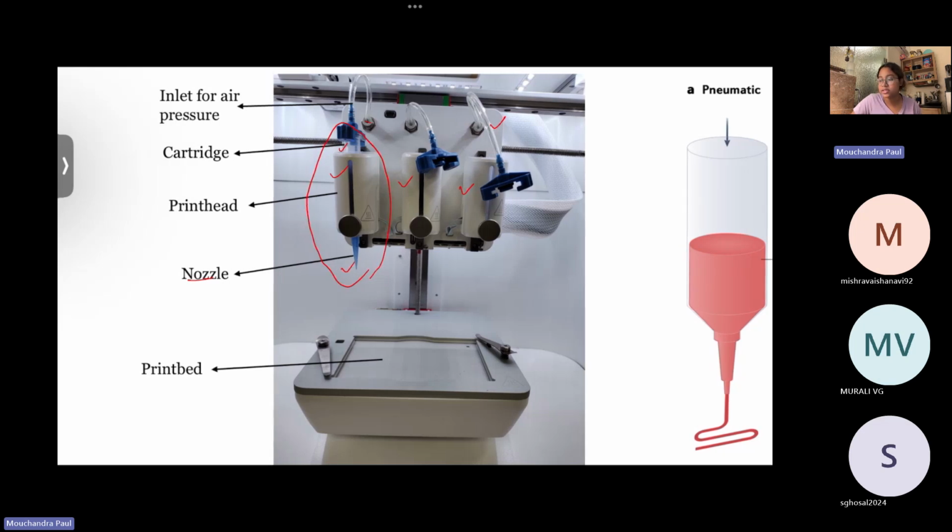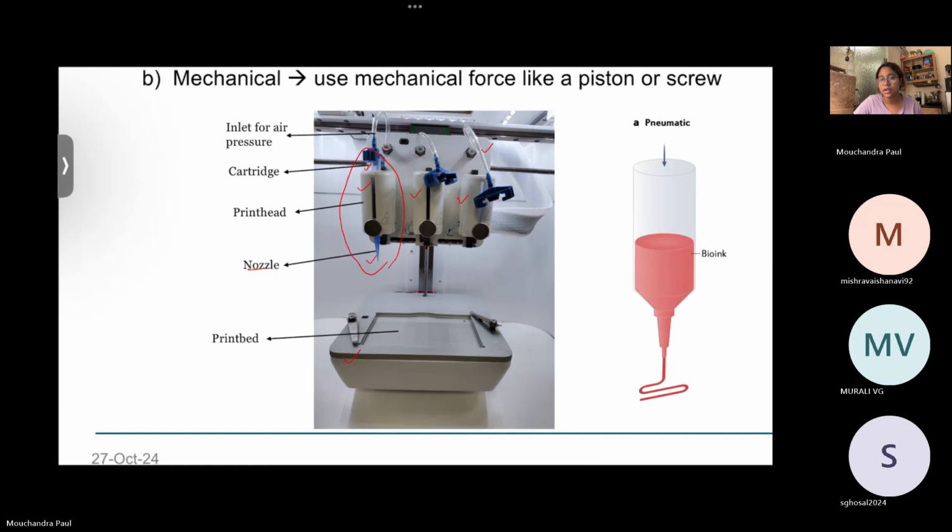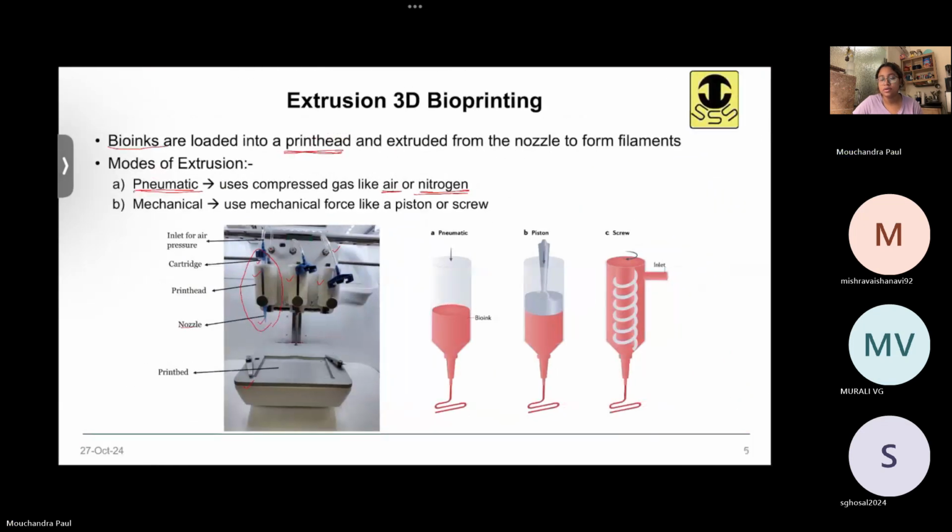And this is the print bed onto which we can place a glass slide or a well plate or petri dish, onto which the material will get deposited. So this is the real image of an extrusion-based 3D bioprinter. Any questions in understanding how extrusion-based 3D bioprinting works? Like the basic thing of why this technique is called extrusion-based 3D bioprinting. Any queries at this point?